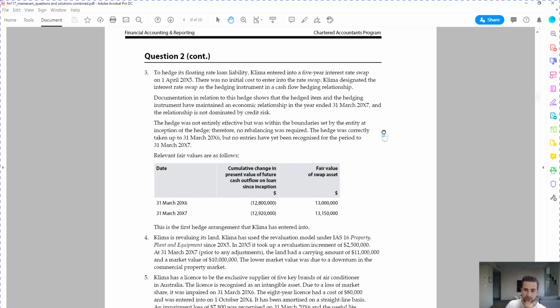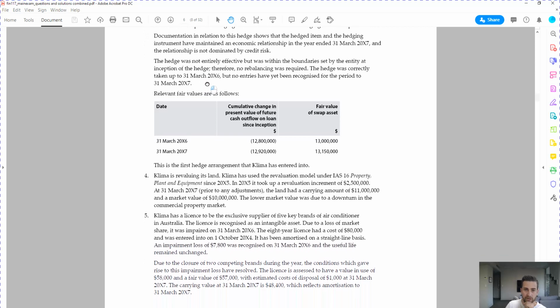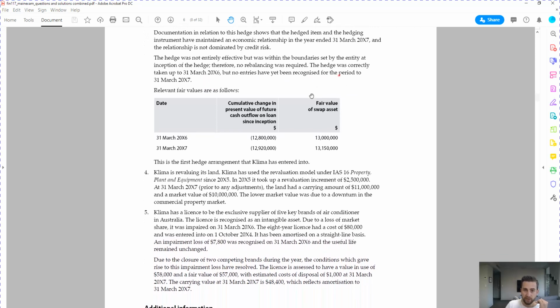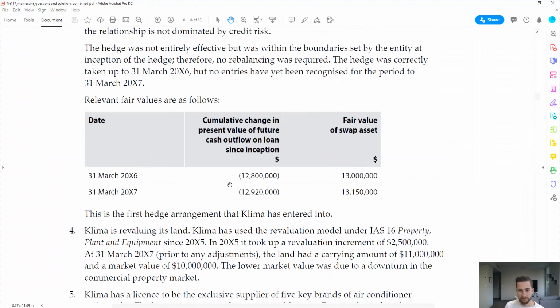So we know that the hedge was correctly taken up to 31 March 2016, so that was last year according to the question, but no entries have been recognized for the period to 31 March 2017. So we need to record the entries for this year. So this is going to be another adjustment. So they've given us some values here.